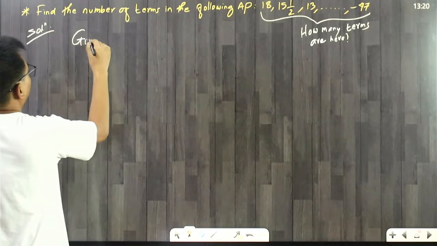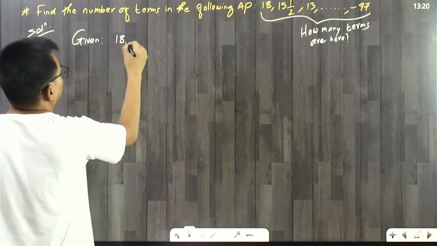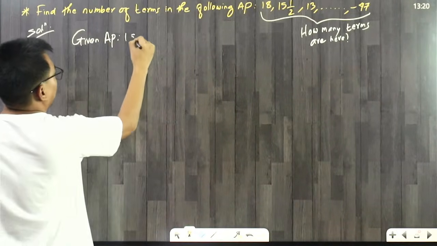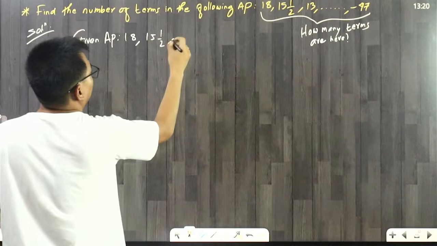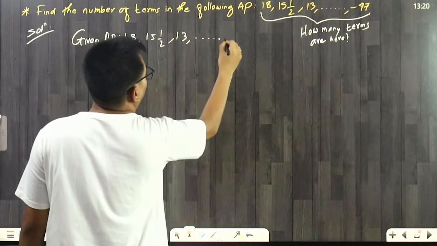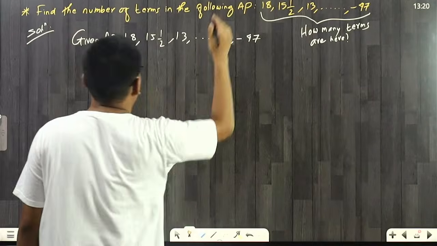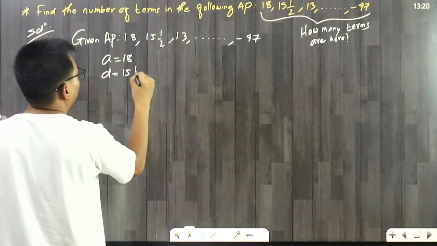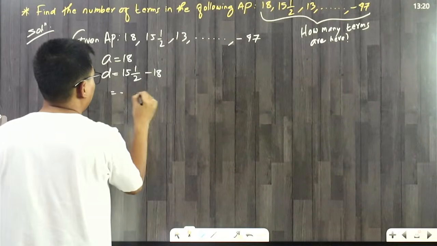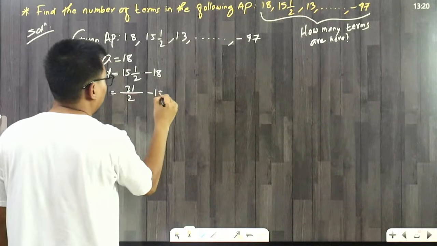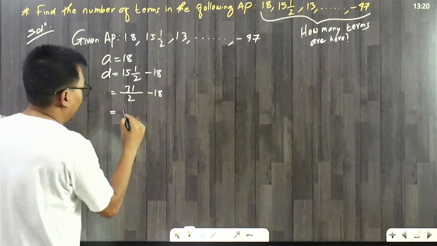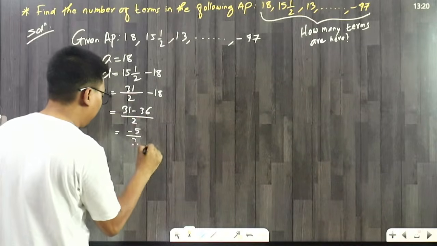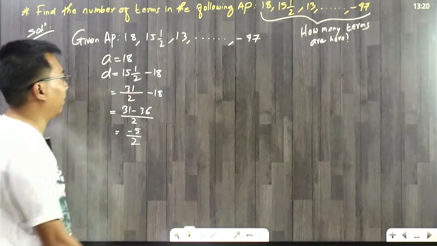Given AP: 18, 15 and a half, 13, ... minus 47. a is equal to 18. d is 15 and a half minus 18, so we'll get 31 by 2 minus 18. 31 minus 18 into 2, which is 36, so minus 5 by 2. This is our common difference, minus 5 by 2.